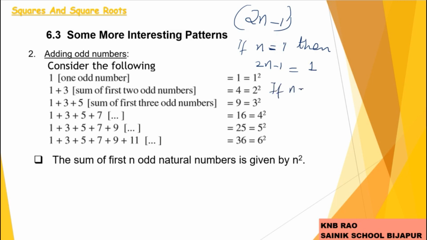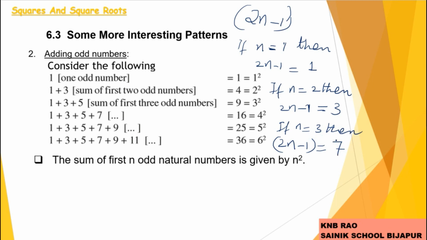If n equals 2, then 2n minus 1 gives 2 2s are 4, 4 minus 1 is 3. If n equals 3, then 2n minus 1 gives 2 3s are 6, 6 minus 1 gives 5.